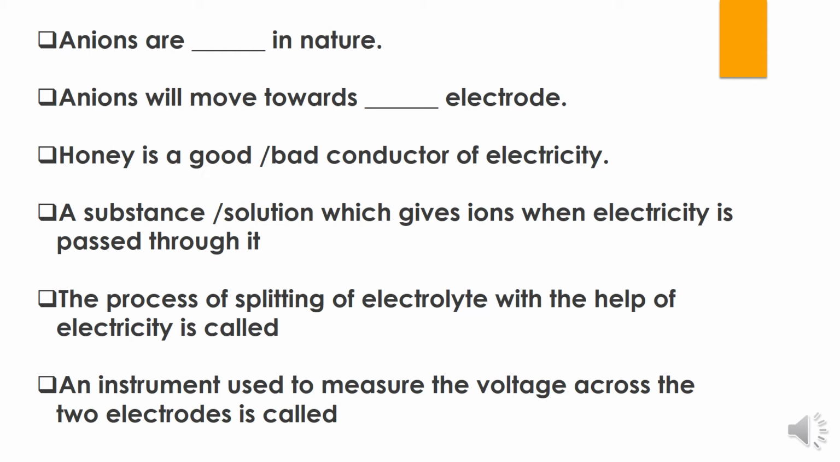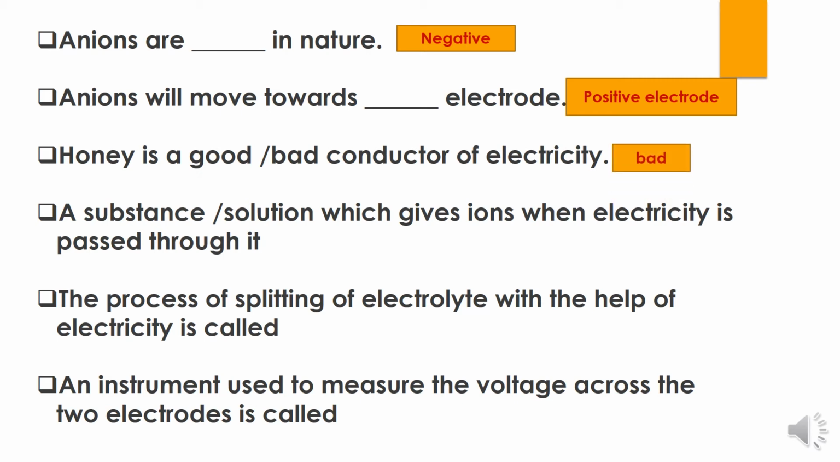Anions are, just now we have seen, negatively charged particles. Next, if they are negatively charged, they move towards the positive electrode. So the next answer is positive electrode. Next, honey is a good conductor or bad conductor? It is a bad conductor. And why? Because it cannot form ions. And if it cannot form ions, it is a bad conductor.